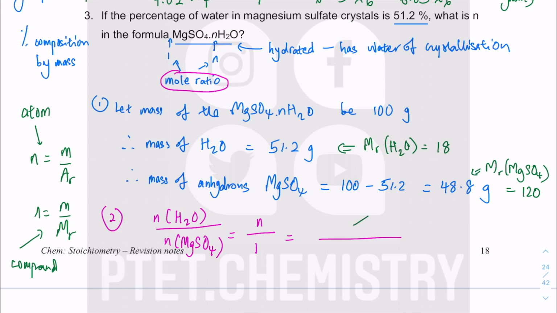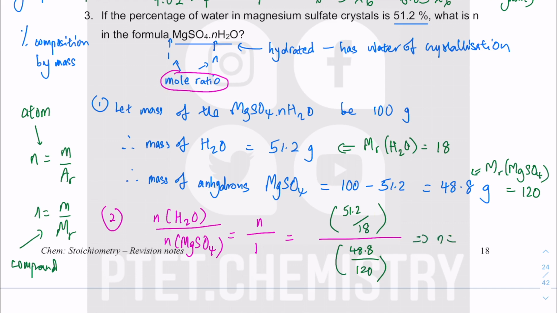So on top, this is the actual mole of H2O. So that is something over 18. The mass of H2O is 51.2. This is gram over gram per mole. This gives you mass over MR. This gives you the mole of H2O actually present in this formula unit. The same thing at the bottom. I have the mass of MgSO4 without any water of crystallization is 48.8 gram. That was the difference, divided by 120. So altogether, I can hopefully see n over 1 is equal to n. So n is just equal to this over this.